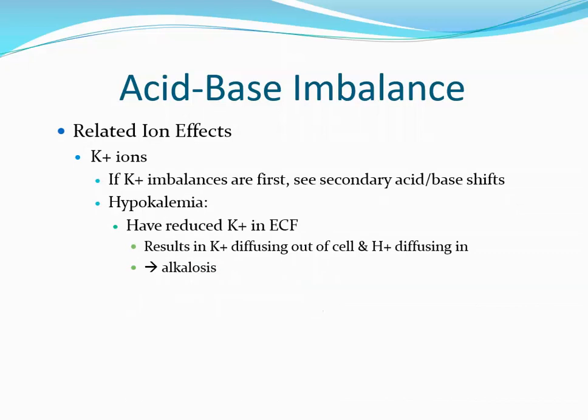If the potassium imbalances are first, then you will see a secondary acid-base shift. For example, if the person started with hypokalemia, they have reduced potassium level in the ECF. Where is the biggest source of potassium? Inside the cells. This will result in potassium diffusing out of the cells. Again, we need to balance that positive charge, so the hydrogen ion begins to diffuse into the cells. We started with hypokalemia, and we ended up with a secondary alkalosis.